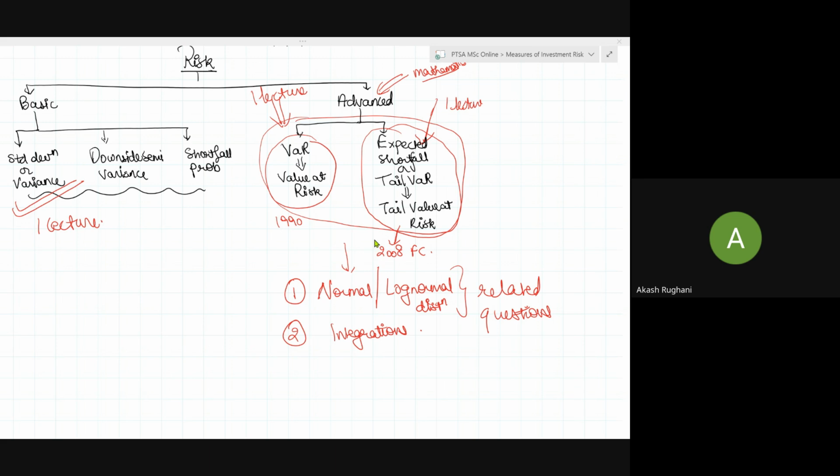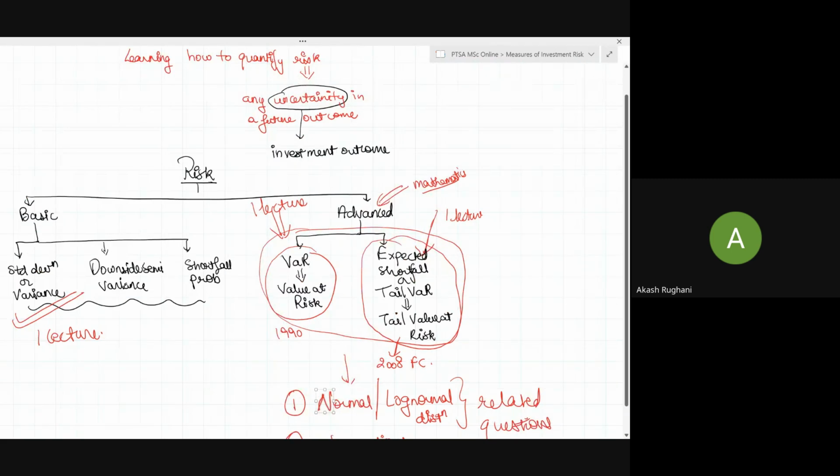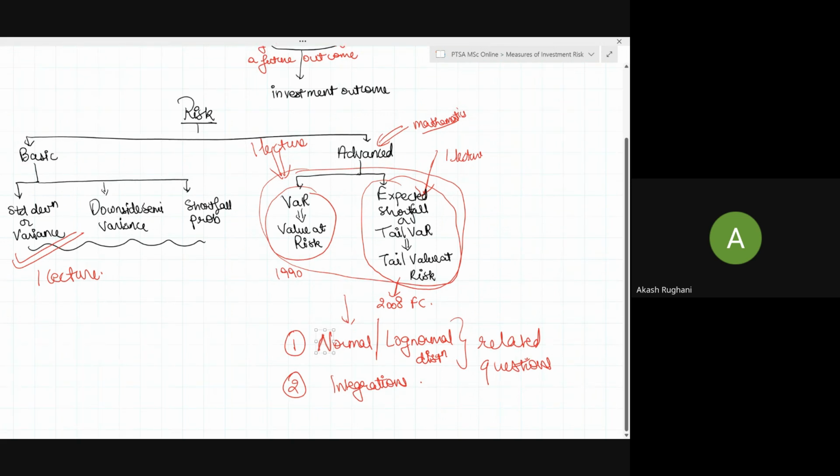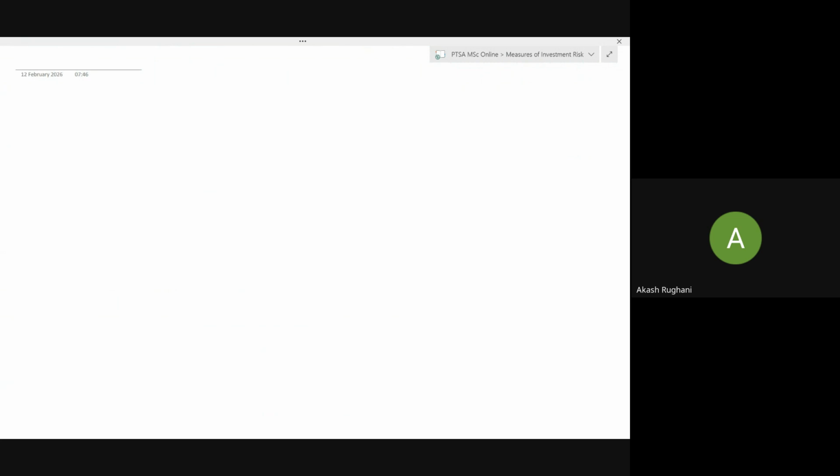So guys, last class we just introduced the concept of investment risk, which is basically uncertainty in a future outcome. Since we are talking about investment, we refer to returns. I told you that we'll be studying two measures. One is the basic measures, which are very standard and very simple to understand. Once we get done with the basic measures, we'll go on to the advanced measures, which is where the maximum amount of maths is. So we start with the basic measures today.